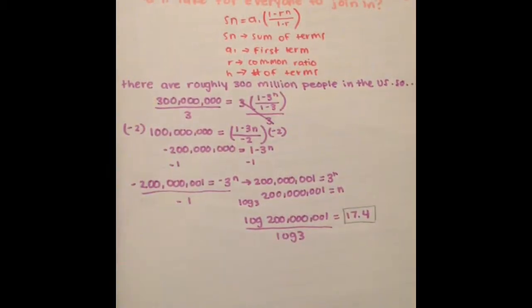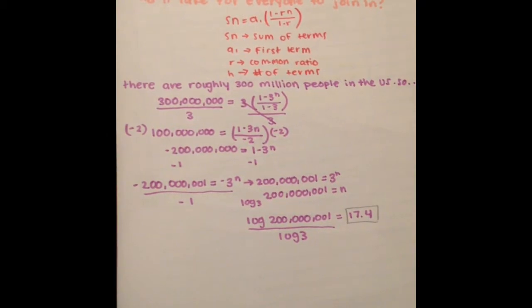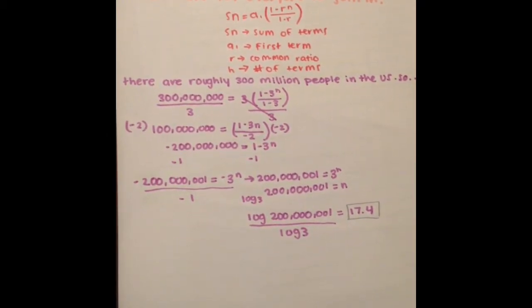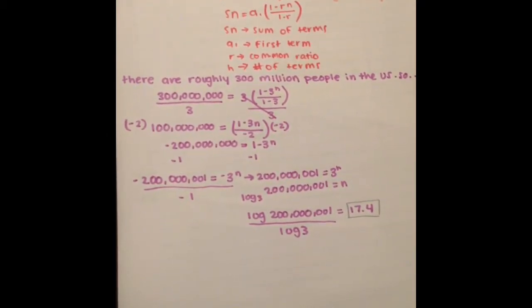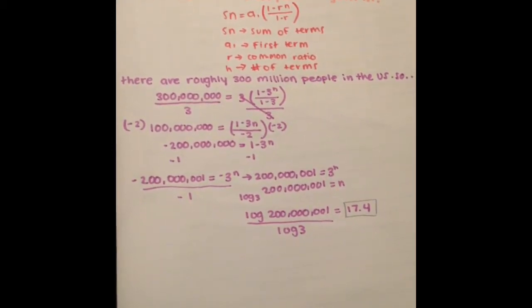Alright, pyramid scheme. Let's say that a pyramid scheme began with 3 people. Those 3 people recruited 3 new people every round, and so on. How long would it take for everyone to join in? So, first we need to figure out which formula we use.